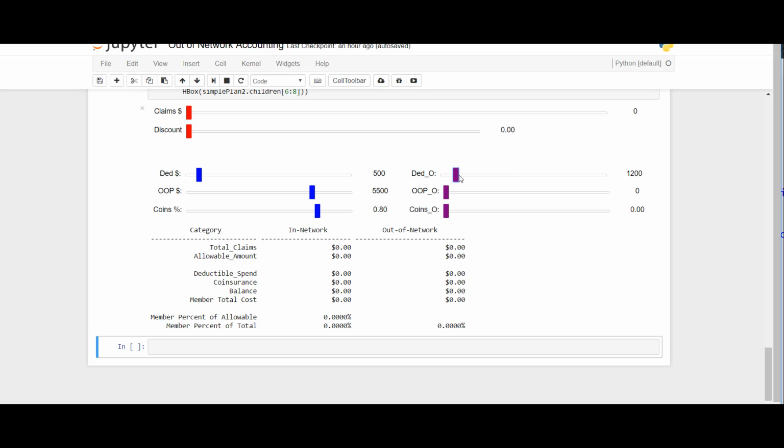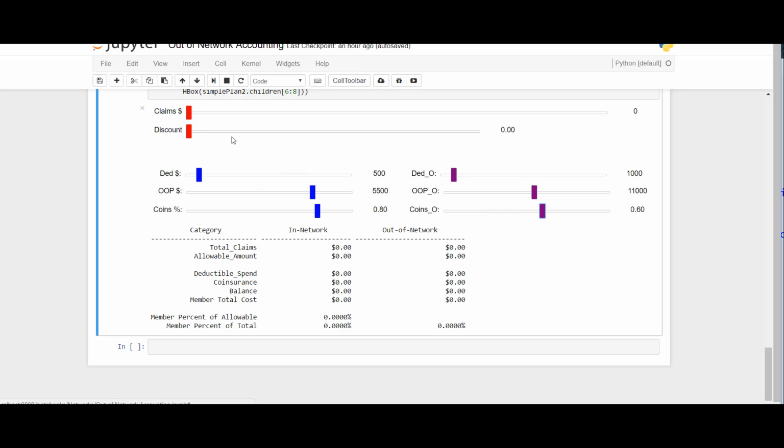And then for the out-of-network plan, we're going to say, well, it's going to have an out-of-network deductible of $1,000, an out-of-network out-of-pocket maximum of $11,500. That's kind of a tongue twister. And then we're going to say the out-of-network coinsurance is 60/40.